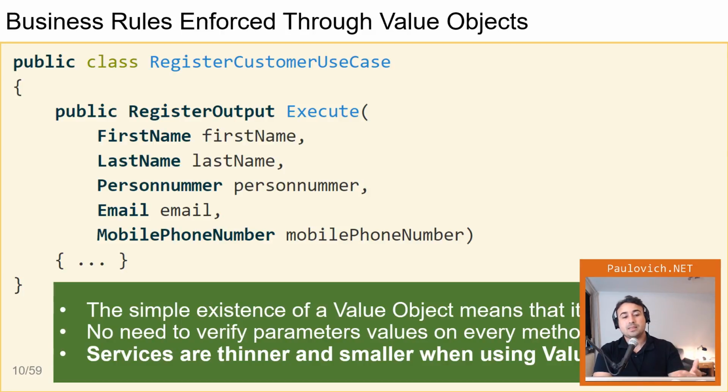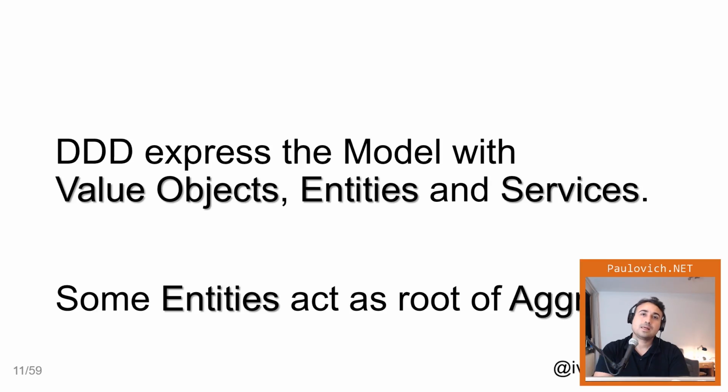And the simple existence of a value object means that it is valid. So you don't need to validate the value objects every time, because they are validated by themselves. It makes the use case methods, like the execute, thinner and smaller, because they don't need to deal with the validation again and again.